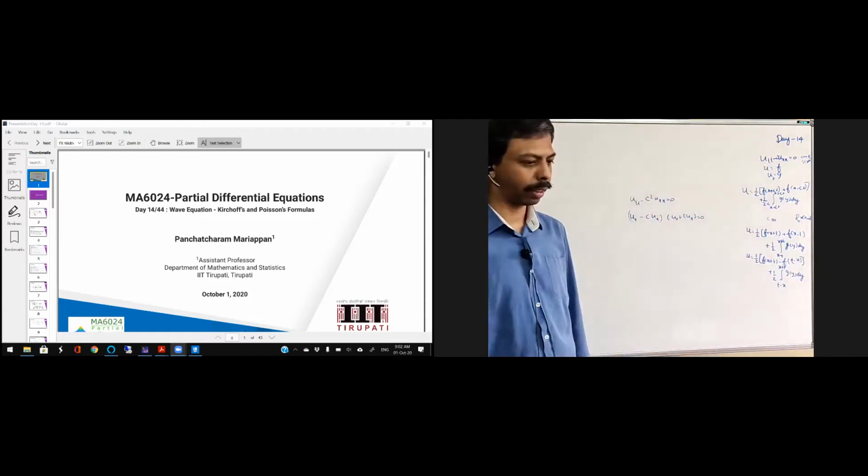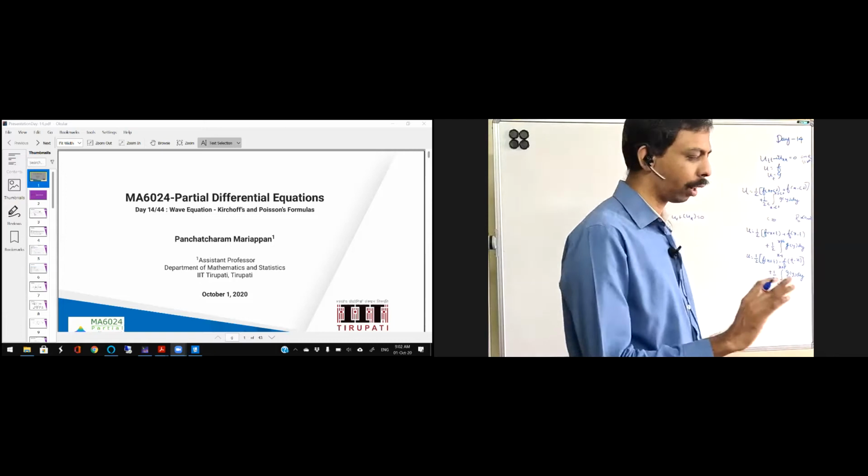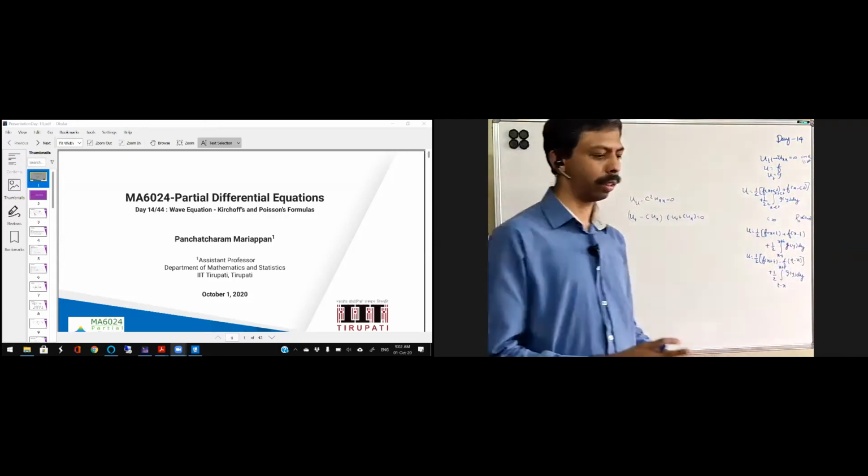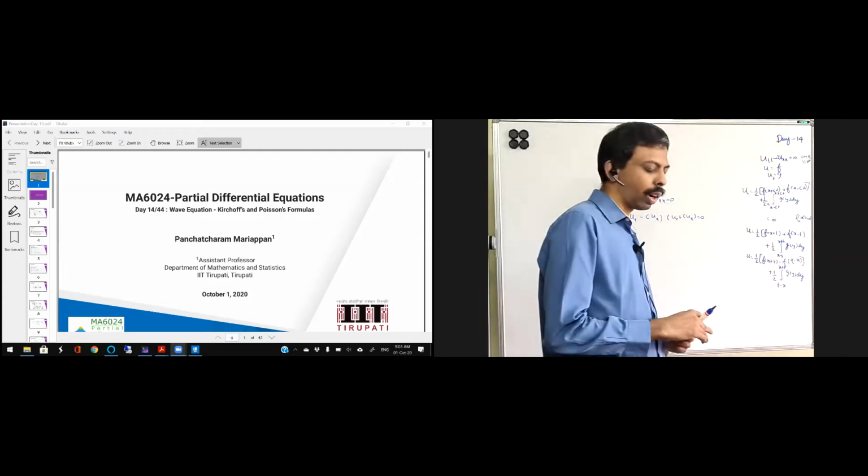So this is x greater than or equal to t greater than 0 for the right half, and this will be less than for the left. Okay, so this is the one which we have seen.